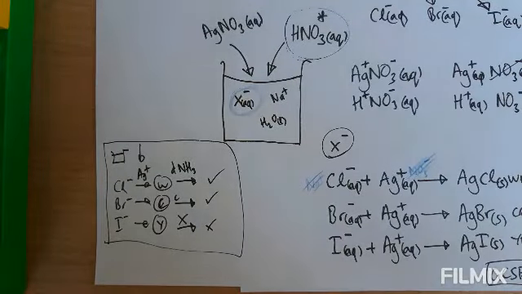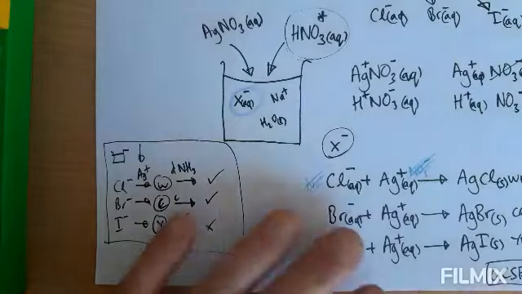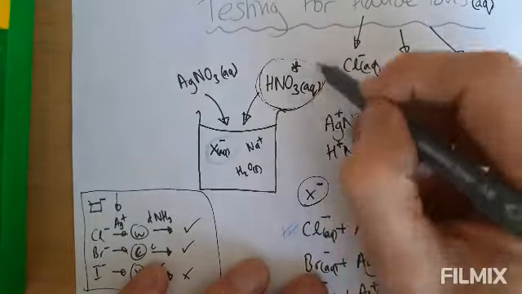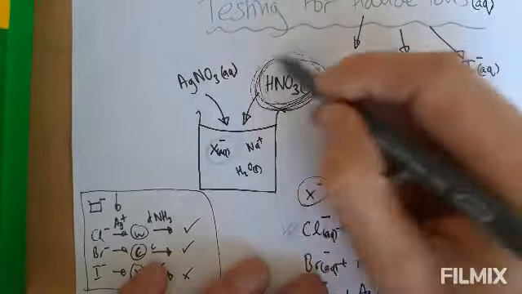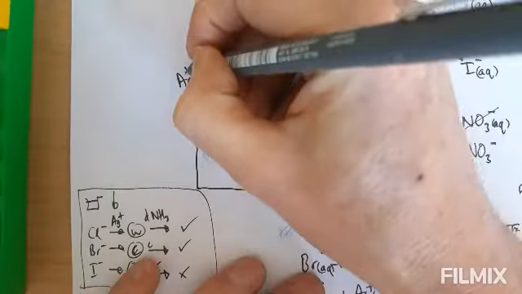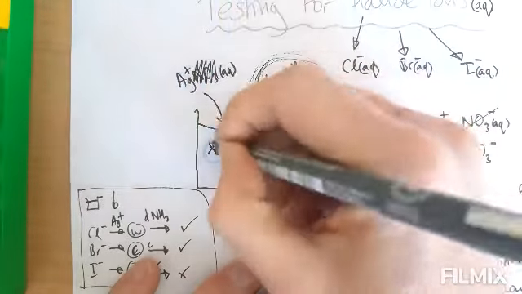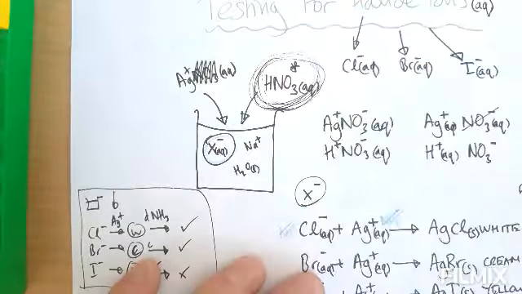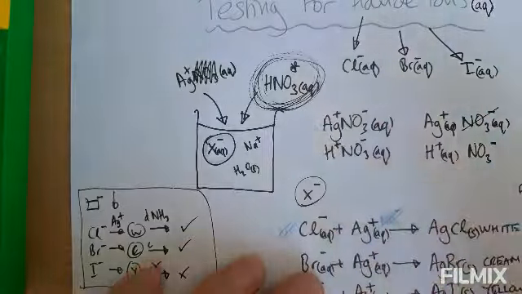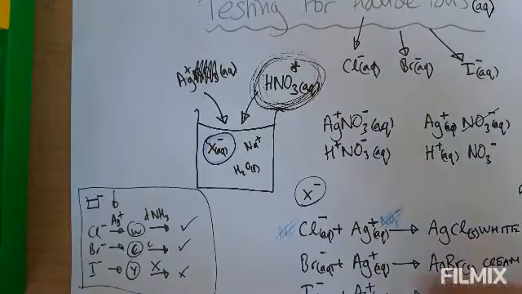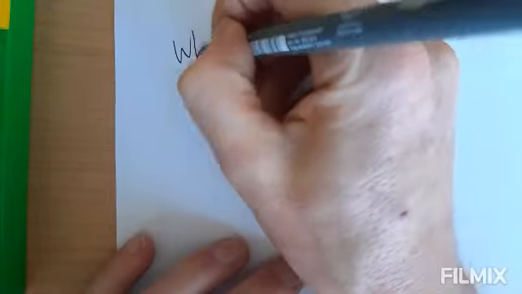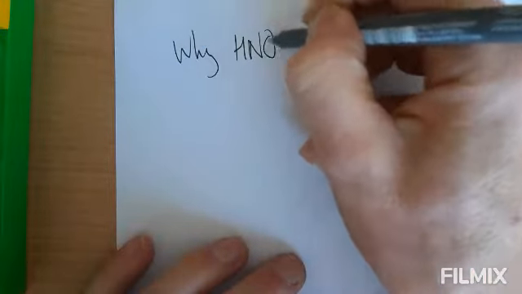All right. So the next thing to say is, well, why do we need to add the HNO3 at all? If it's just the silver ions reacting with the halide ions, what is the point of the HNO3? And you need to understand this. All right, so why do we need nitric acid?